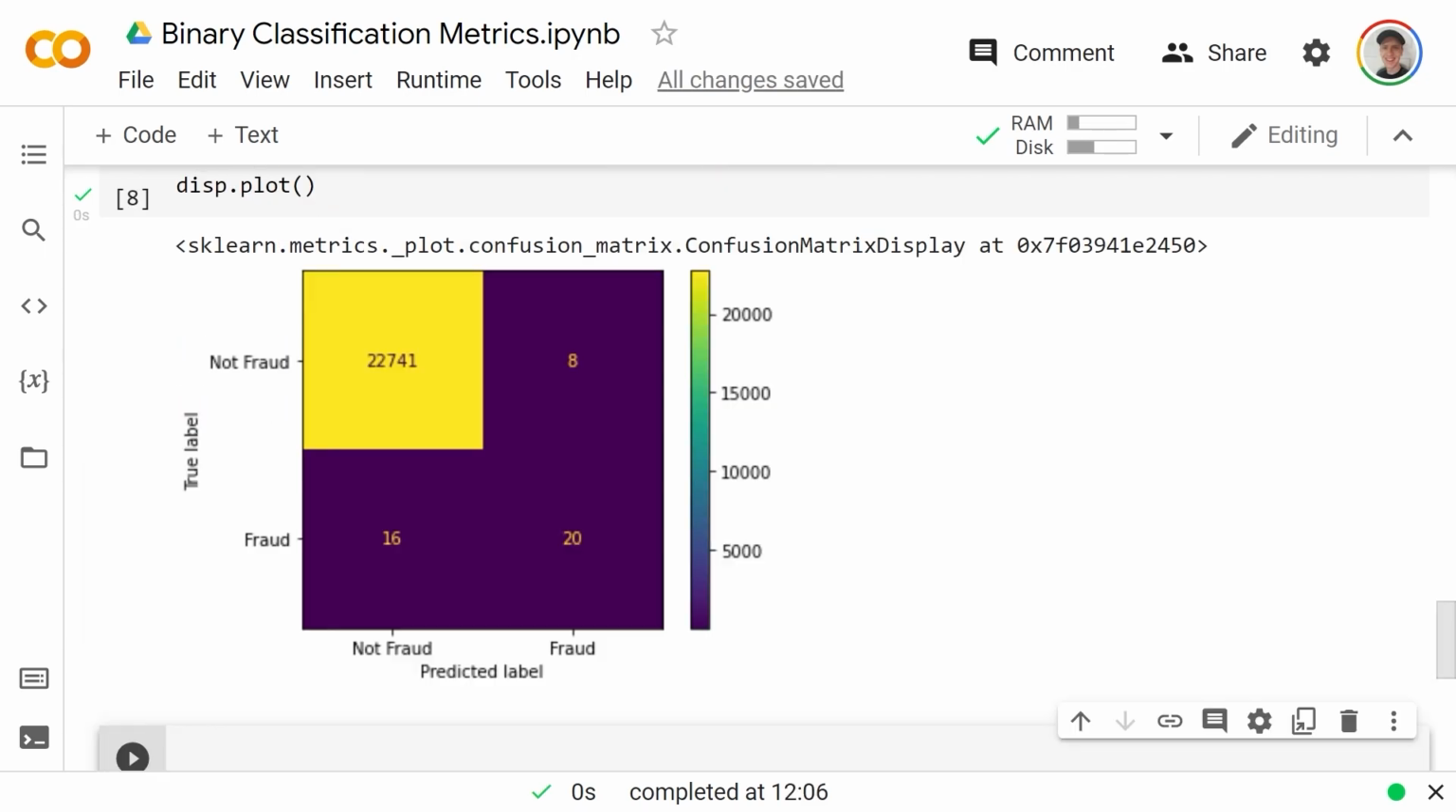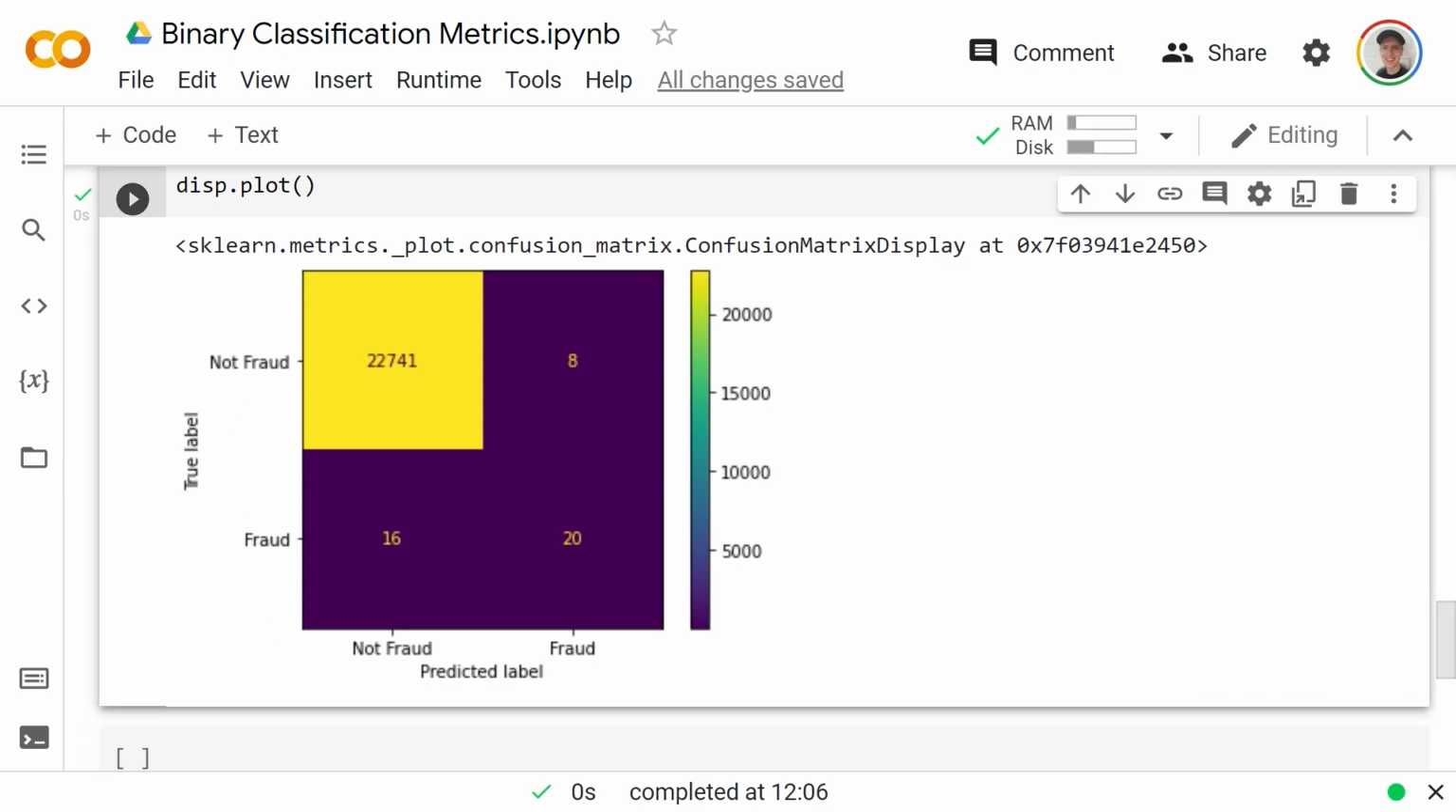Here's the 4 possible scenarios and the count of each. If we predict not fraud and the true label was not fraud, that means it was correct, and we got 22,741 of those correct. The other diagonal is the other way we were correct, which is when we predicted fraud and the true label was fraud as well. We have 20 of those. But there's also 24 examples where we were wrong. Here, we predicted a label which was not fraud, but these were actually fraud, and there were 16 of those. And here, in the top right, there's 8 cases where we predicted fraud, but these are not fraud.